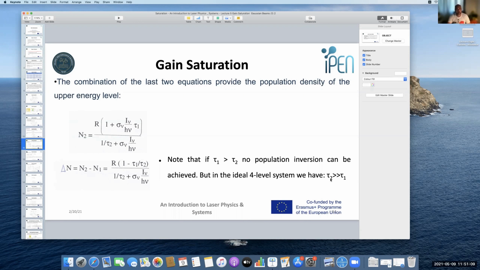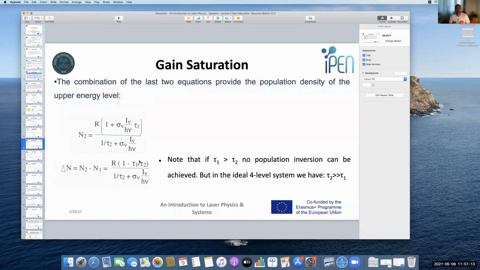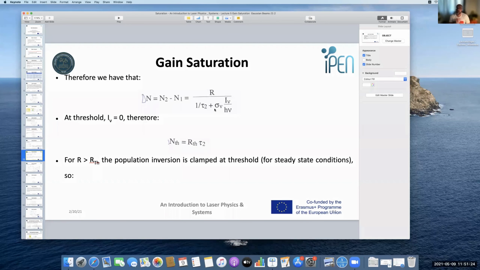So what do we say? So we have this one. What do we want in lasers? T2 to be much bigger than T1. This is 0. And we're reaching this value here. So what we can see here is that the population inversion is much bigger with the pumping.